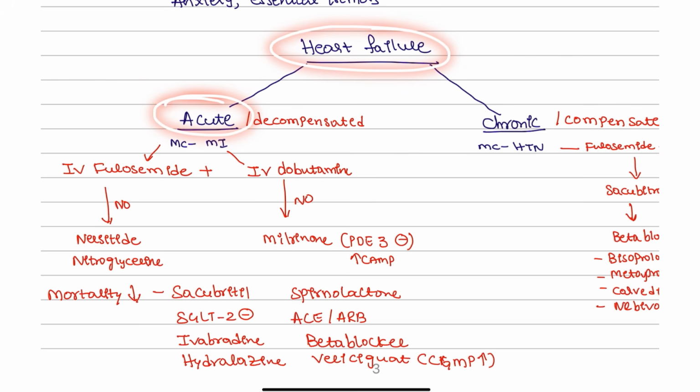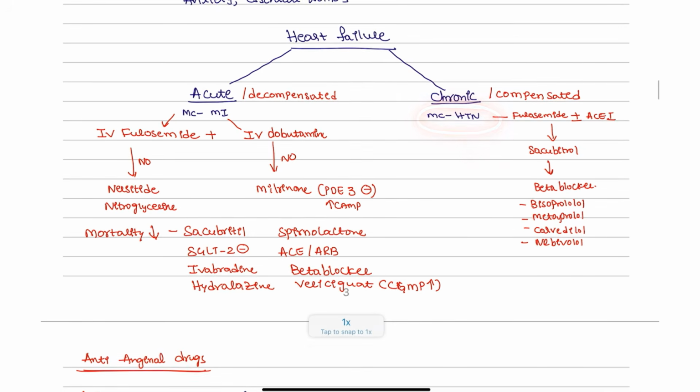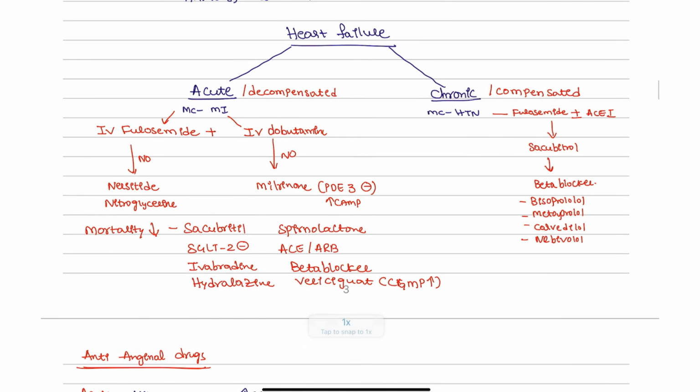It can be acute compensated, acute decompensated, or chronic decompensated. What are the most common causes? Acute is mainly due to MI, and chronic is mostly due to hypertension. So how are we going to start the treatment for acute and chronic heart failure patients? In the acute patients, we are going to start with IV furosemide and IV dobutamine. These are the first line treatment, guys. Directly we are going to use the IV drugs.